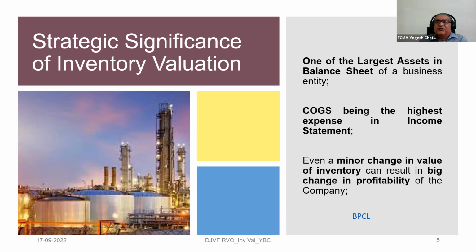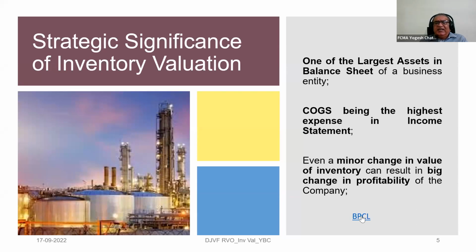So cost of goods sold is the highest expense in the income statement. Keeping this in mind, even a minor change in the value of inventory can result in a very big change in the profitability of the company. Depending upon the turnover, this amount can actually be very high. So I will show you one practical example.